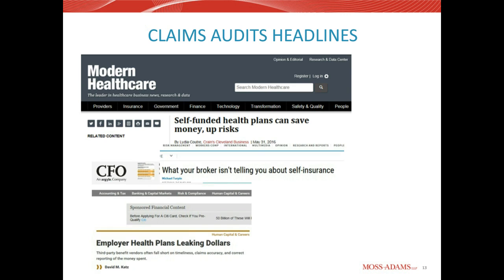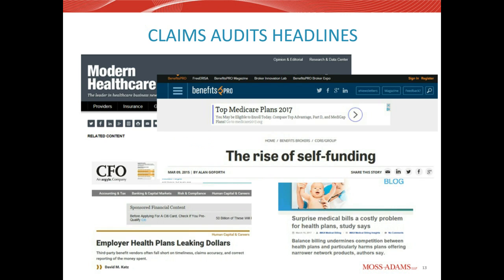Claim audit headlines. Before I pass it over to Francis here, don't take our word for it. The headlines are plenty out there speaking to the prevalence of self-funding, and more importantly, the need for organizations to be vigilant about keeping a watchful eye over their healthcare dollar when they outsource this to an administrator. Because at the end of the day, self-insured is a lot more about being more involved, and not less. So it really takes that active engagement. So with that primer on self-insurance, I'm going to turn it over to Francis to drill down into the concept of claim audit and claim reviews.